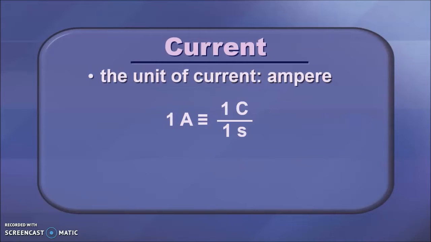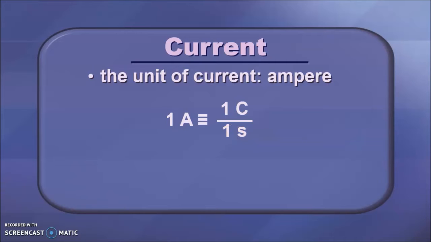Since current is a flow of charge, it is natural to define a unit of current known as the ampere, or amps for short. One ampere is defined as one coulomb of charge per one second.